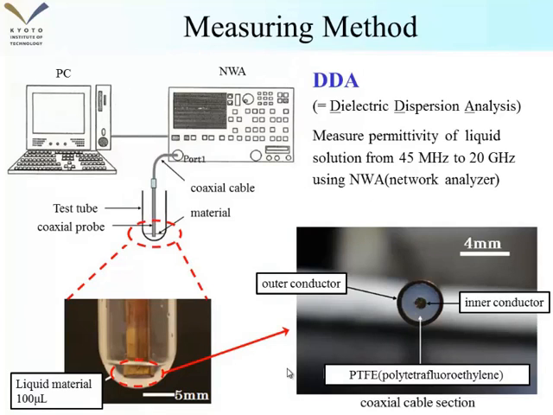Next, a measurement method of DDA. DDA is the dielectric dispersion analysis. We measure the permittivity of liquid solution from 45 MHz to 20 GHz using a network analyzer. And this shows a measurement system. An open-ended coaxial probe is connected to the network analyzer through a coaxial cable. And the probe is inserted into the 100 microliter liquid solution in this test tube. This is a photo of a coaxial probe cross-section and comprised of outer conductor and inner conductor across PTFE insulator.